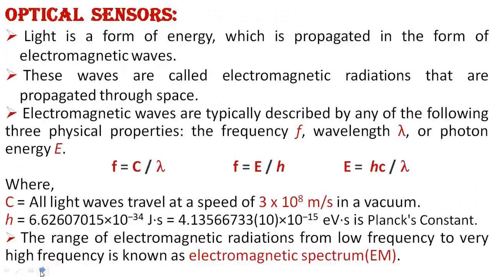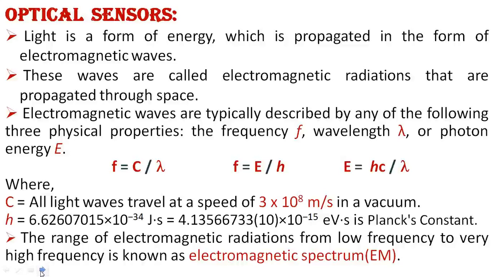Next one is the optical sensor. Light is a form of energy which is propagated in the form of electromagnetic waves. These waves are called electromagnetic radiation and are propagated through space. The electromagnetic waves are typically described by the following three physical properties: the frequency f, wavelength λ, and photon energy E. f = c/λ, f = E/h, E = hc/λ, where c is the speed of light. All waves travel at a speed of 3 × 10^8 meters per second in a vacuum.